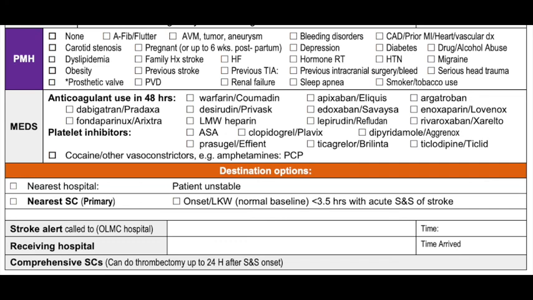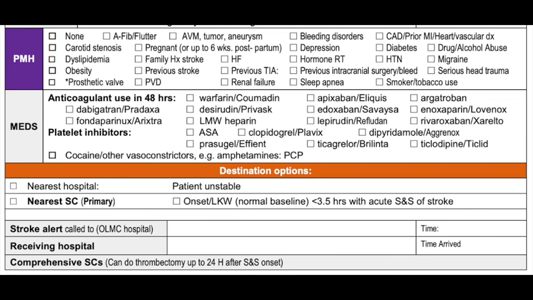Moving on to their medications, we want to know if they took any anticoagulants within the last 48 hours. There's a whole list here. In addition to anticoagulants, we also have platelet inhibitors. Our classic one, and one that a lot of our patients take, is aspirin. So that may be a factor in the treatment that these patients receive. And finally, we also want to ask for illicit drug use like cocaine and other vasoconstrictor drugs such as amphetamines and PCP.